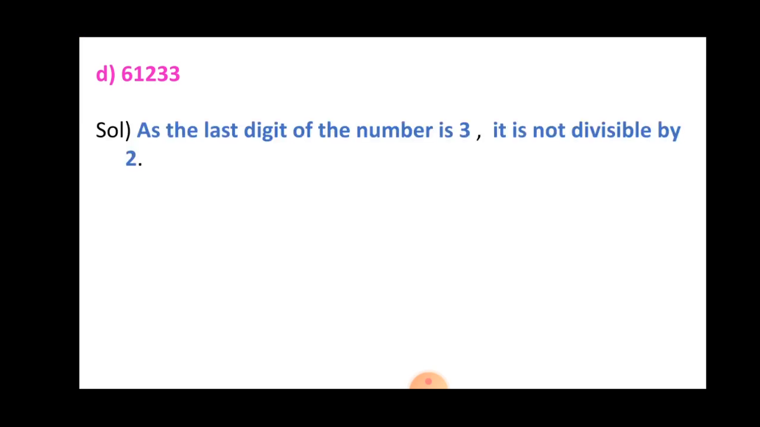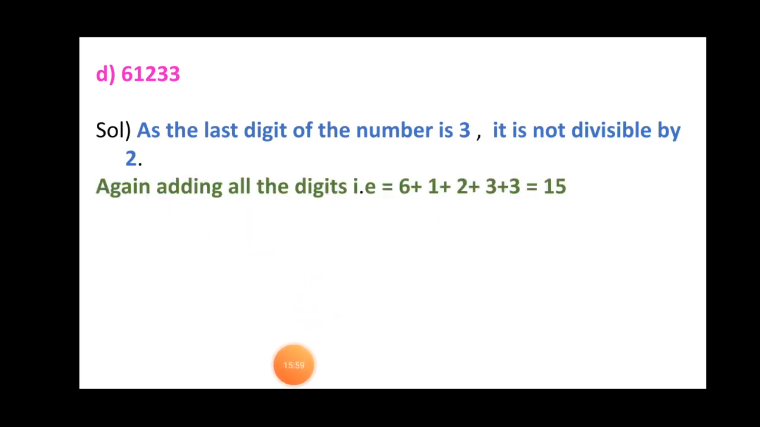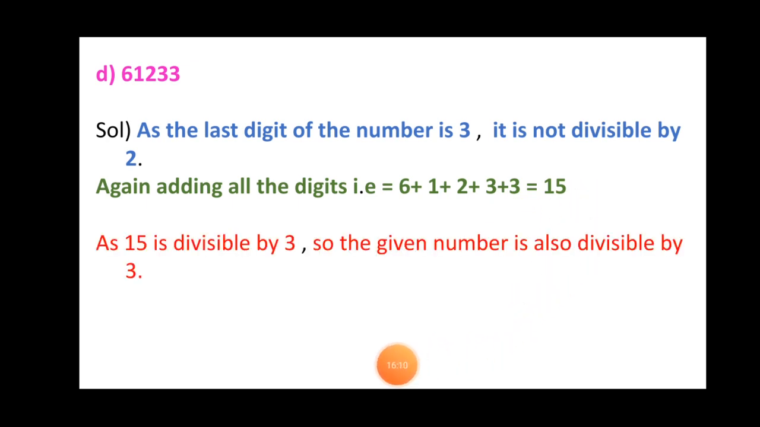Now let's move on to another question from the same exercise, from question number 1, that is 61,233. Here also you can see that its last digit is 3. So this is also not divisible by 2. Now to check its divisibility by 3, we have taken the sum of all its digits. While taking the sum of all its digits, we have obtained 15. So we can write that 15 is divisible by 3, so the given number will be divisible by 3.